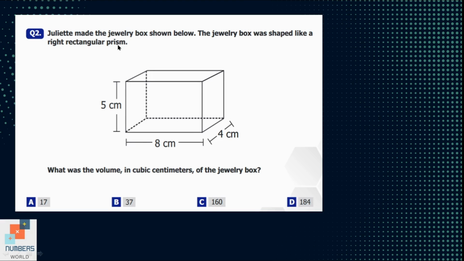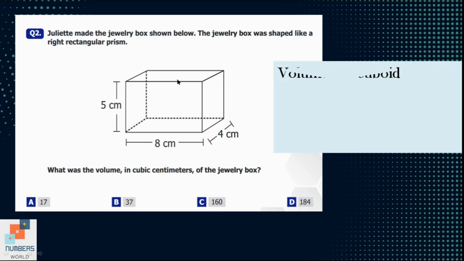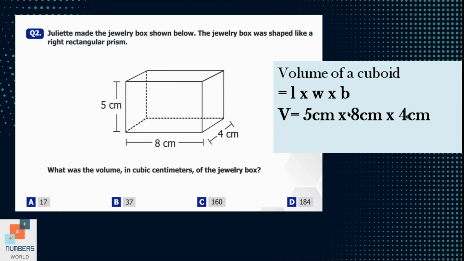So a right rectangular prism is a cuboid. We know the volume of a cuboid is equal to length multiplied by width multiplied by breadth. So here length is 5, width is 8 and breadth is 4 centimeters. We will put the values in the equation and solve it. The volume of the jewelry box is equal to 160 cubic centimeters, which is our option C.